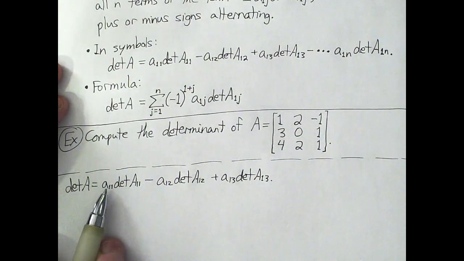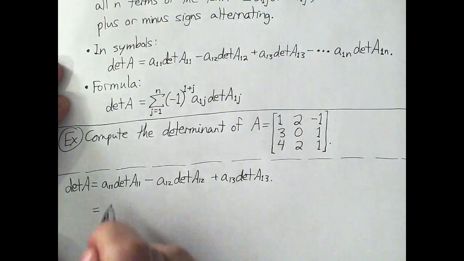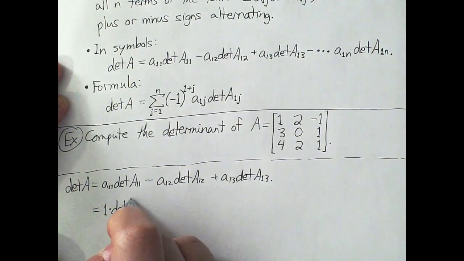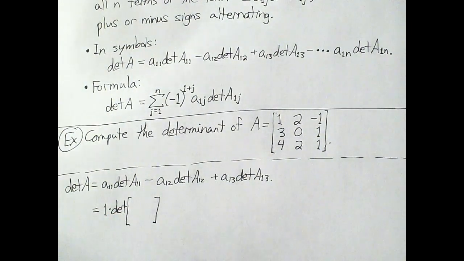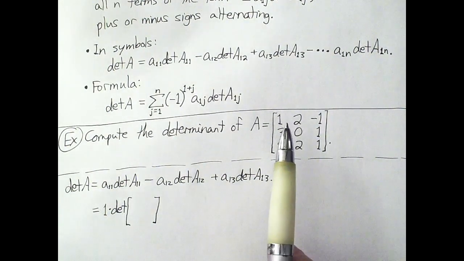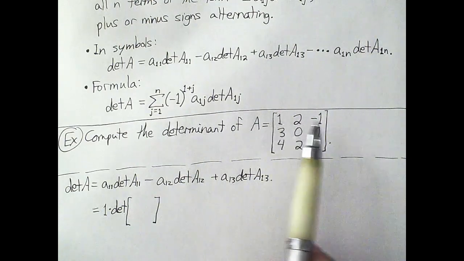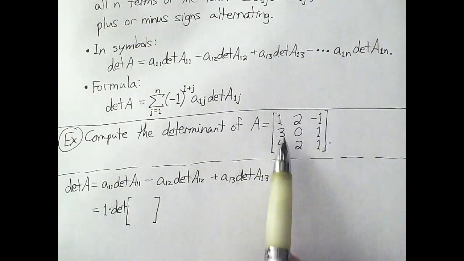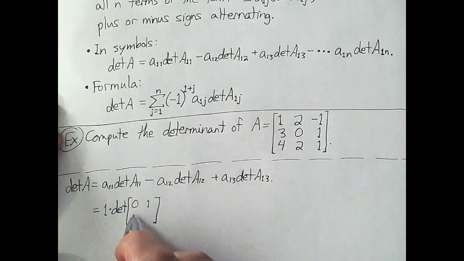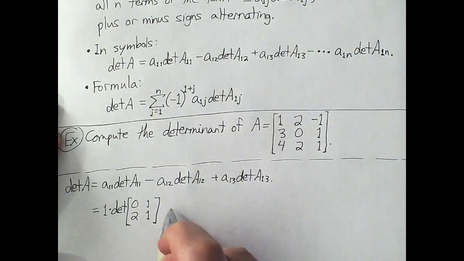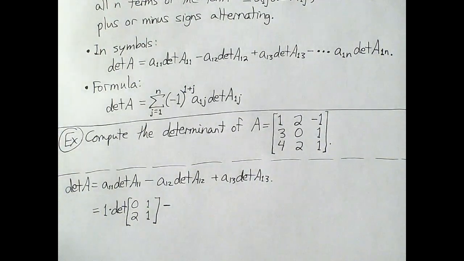What is the lowercase a11? That's the entry in the 1, 1 position. So that's 1 times the determinant of. What is capital A11? That is the submatrix that you would get by deleting row 1 and column 1. Can you just do that in your head? Delete row 1 and column 1. And I'm left with 0, 1, 2, 1. That's my first term. There's going to be 3 terms altogether.